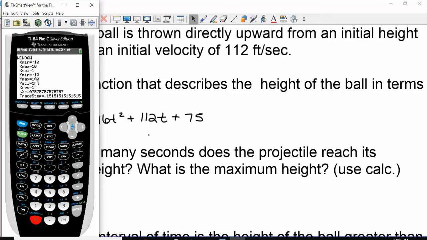100. If you have a big window, you can adjust right underneath that. It says YSCL. That's the scale. That's what it counts by. So if I wanted to change that to like a 10, that would just speed my calculator up a little bit, just so it's not trying to count by ones all the way to 100. Okay. So here is my graph.